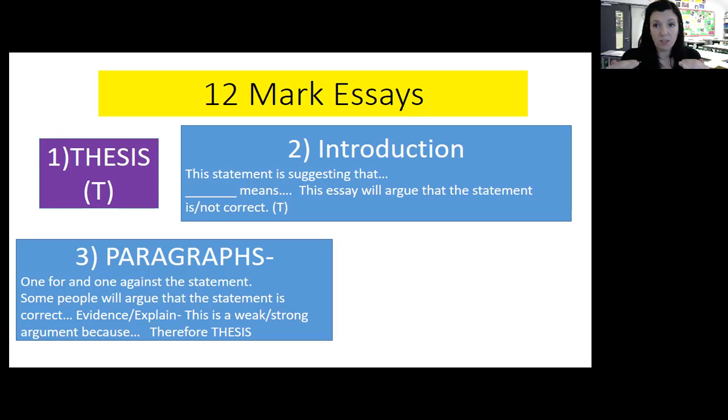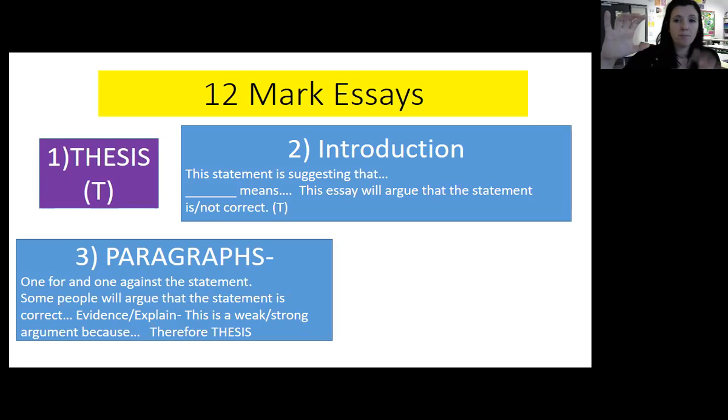So I'll say that one more time. You have a 4 paragraph where, and I set out, some people will argue the statement is correct, for example. I will give my evidence and explain it, and this is a weak or a strong argument because, ending on my thesis, depending on whether I agree with it or not, okay? Then my 2nd paragraph will be against. Other people, or Muslims or Christians, will argue the statement is incorrect because, and I'll give my evidence and explain it. And if that's not my actual view, I have to give a weakness. If it is my view, I have to give a strength.